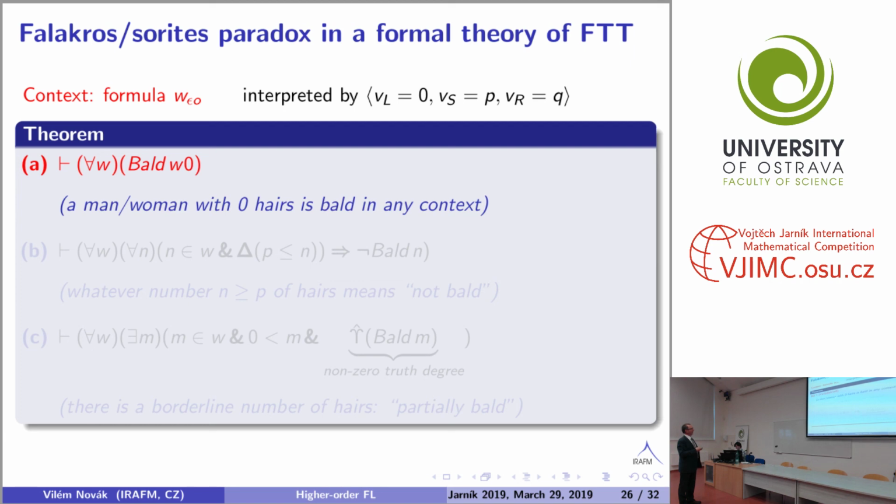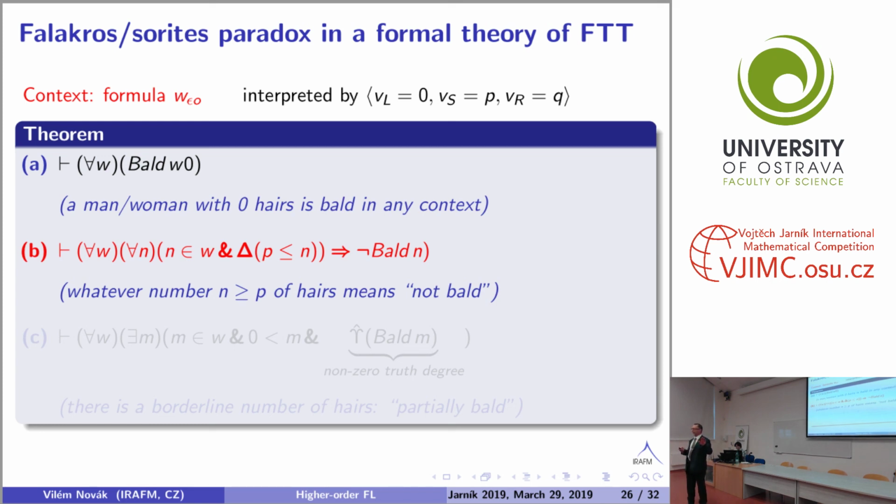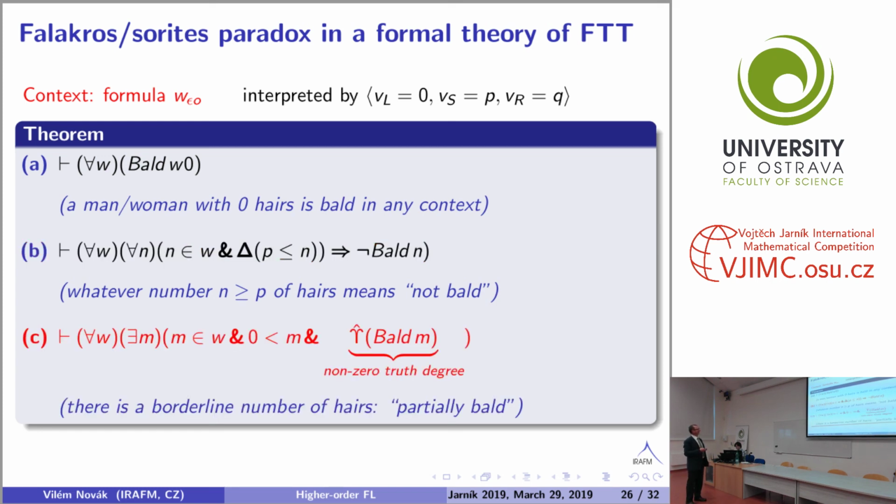So any man or woman with 0 hairs is bald in any context. This context is always here. Whatever number bigger than this typically medium number means not bald. It means that there really do exist people who are bald and who are not bald. So you can be happy. There does exist a borderline number of hairs, which means partially bald. This is a formula. Here is a special operator, a special connective, which means that this formula has non-zero truth degree, a truth degree between 0 and 1.